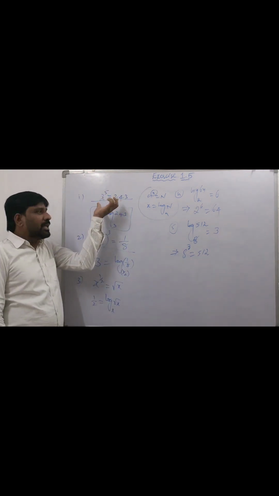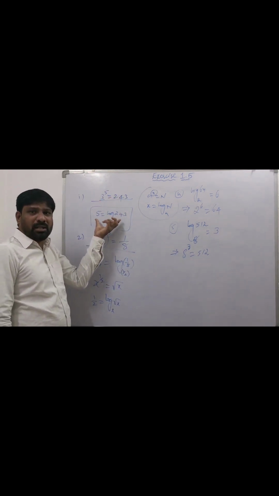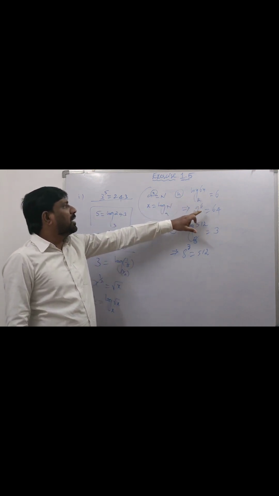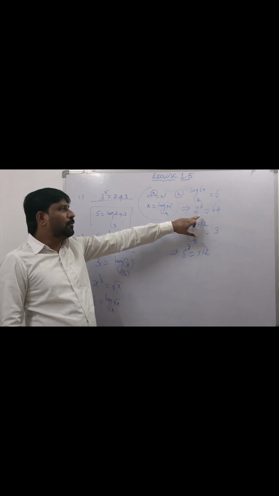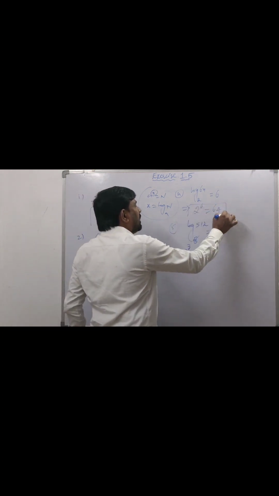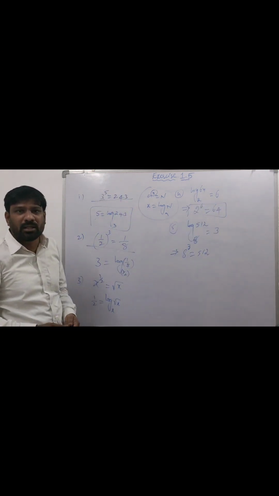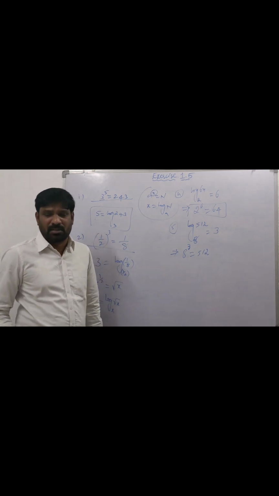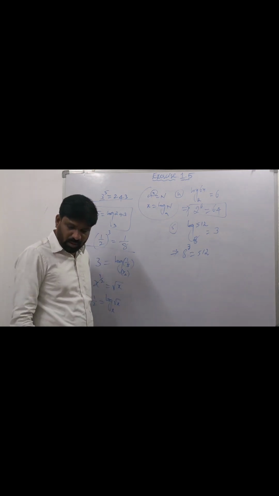If they give the exponential form, we can write its logarithmic form, right? If they give the logarithmic form, and it is required to find the exponential form, then this is the way to find it. Clear? Right. Let us see the laws of logarithms now.